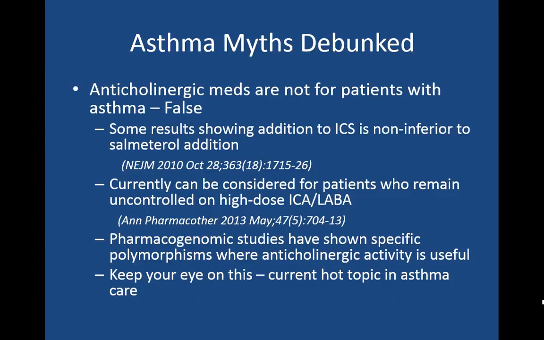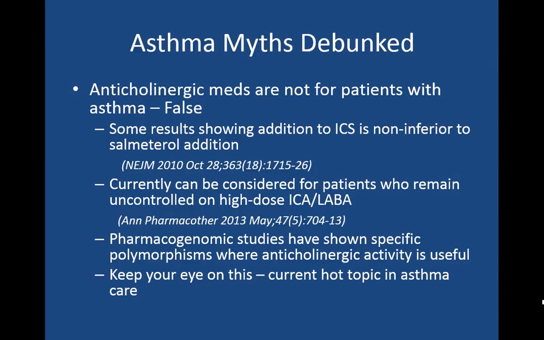Anticholinergics are not for patients with asthma. You'll hear that oftentimes, also false. Like we said earlier, there was a trial from 2010 that looked at patients that were on inhaled steroids. Some patients got a long-acting beta added, while other patients got tiotropium, a long-acting anticholinergic, and they found it was non-inferior. So either adding the long-acting beta or adding the anticholinergic, patients had pretty much the same outcomes.